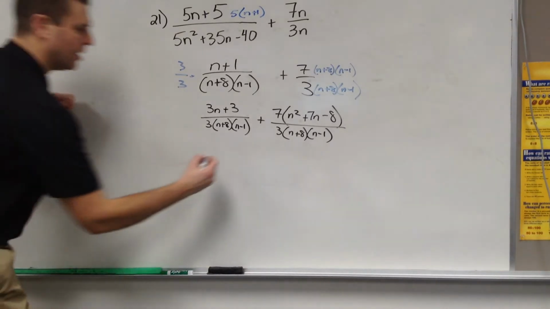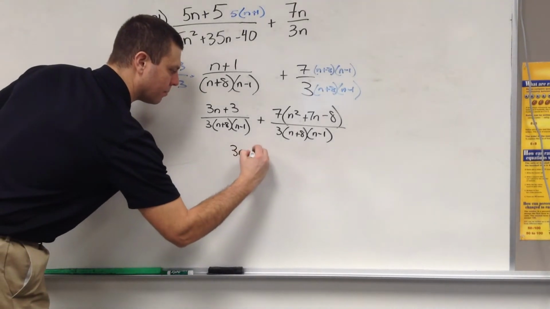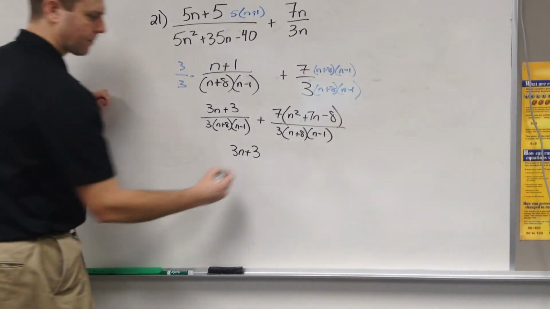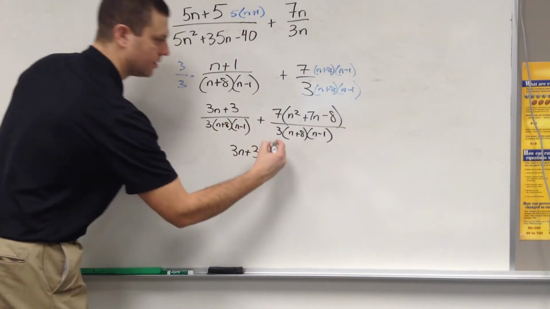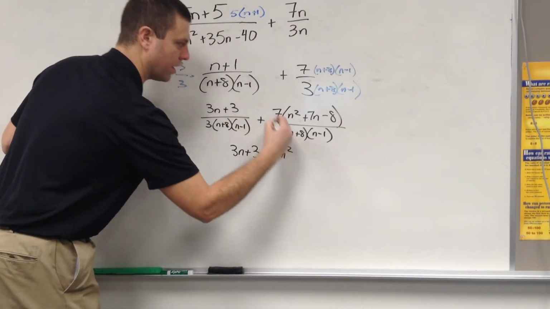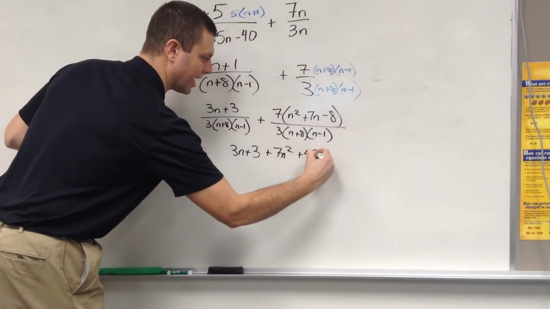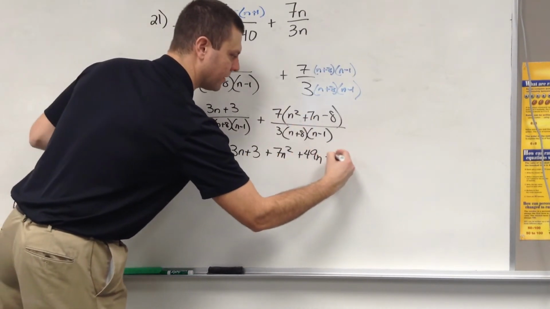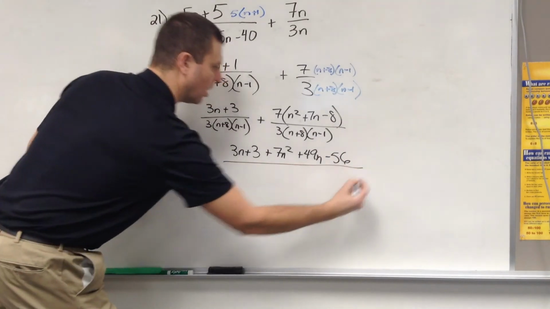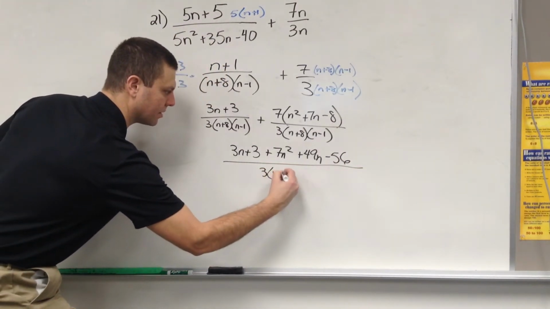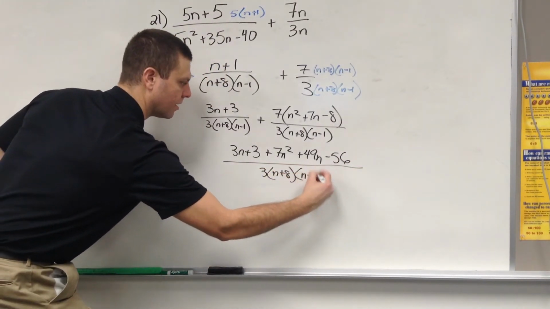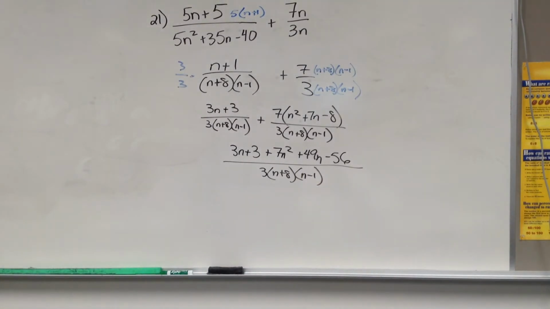Okay. So now I got 3n plus 3 plus 7n squared plus 49n minus 56, all over my common denominator. So I can just add my numerators together and it's all over that common denominator. Then I can combine my like terms.